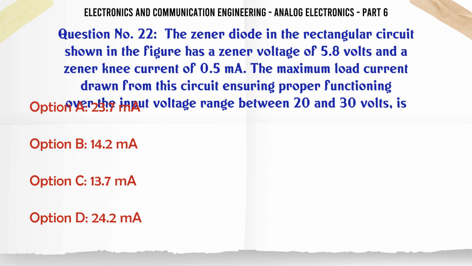and a zener knee current of 0.5 mA. The maximum load current drawn from this circuit ensuring proper functioning over the input voltage range between 20 and 30 volts is A. 23.7 mA, B. 14.2 mA, C. 13.7 mA, D. 24.2 mA.